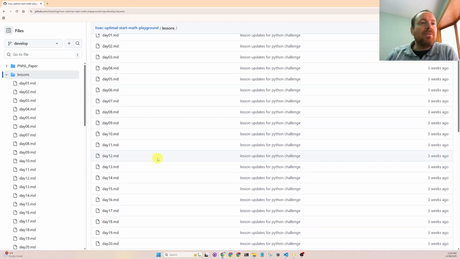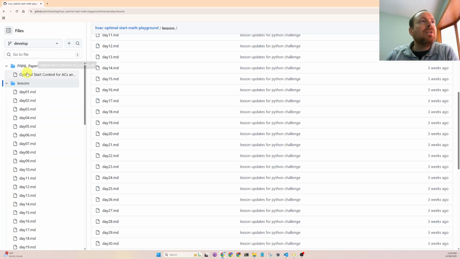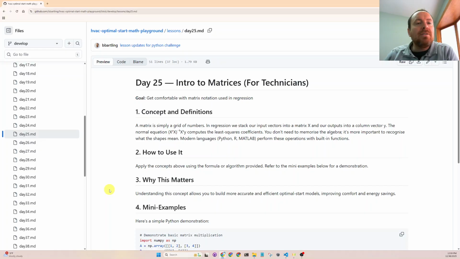So we're still on model 3 from the P&L paper, which I highly suggest giving it a read. So let's check out model 3, day 25.